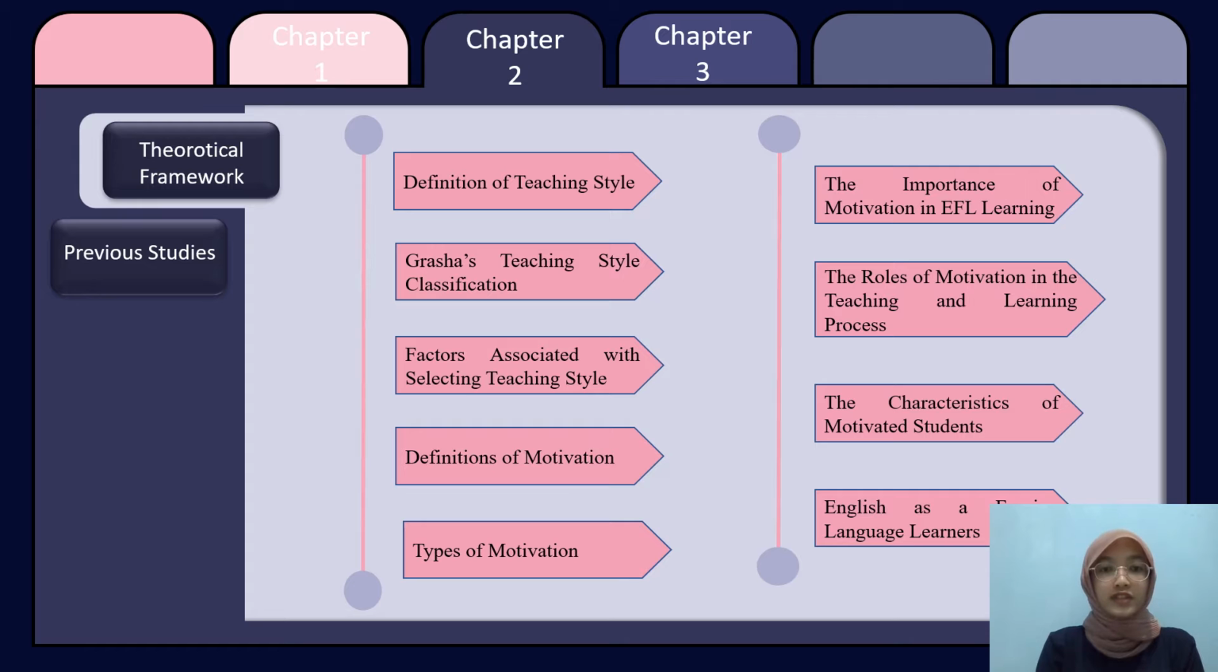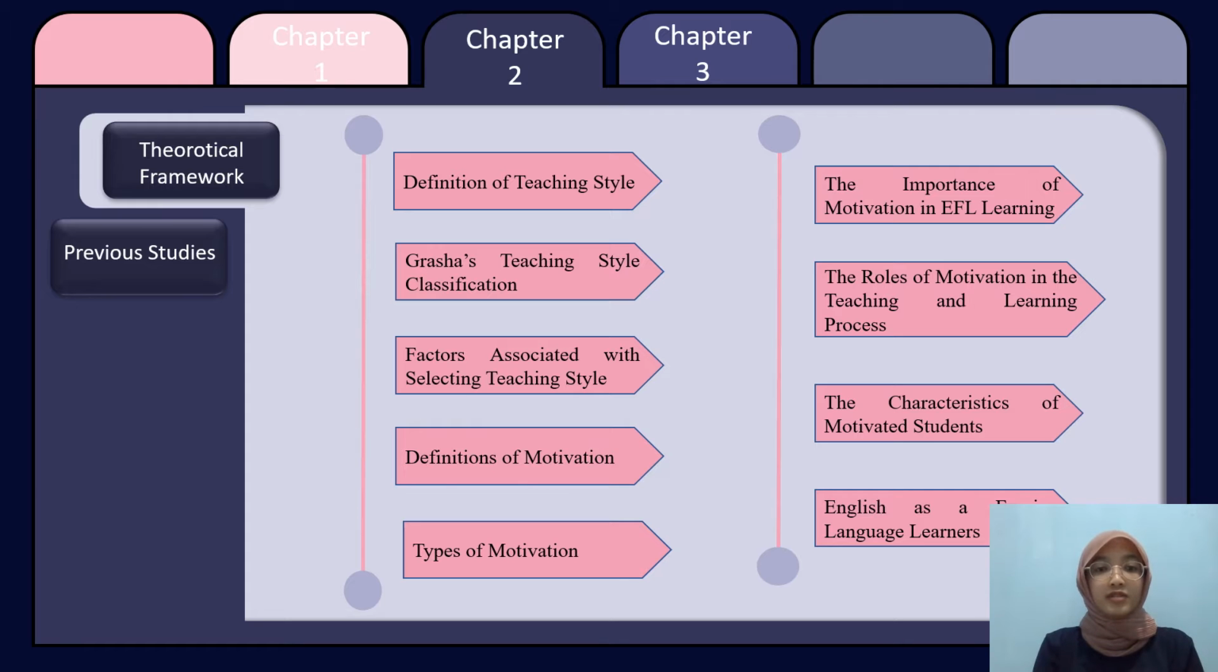And next, definition of motivation. Motivation refers to the reason that underlies behavior. Motivation is a complex part of psychology and human behavior that affects how individuals choose to invest their time, how much energy they expend in any given task, how they think and feel about the task, and how long they sustain the task. Motivation is the key to success in the teaching and learning process.